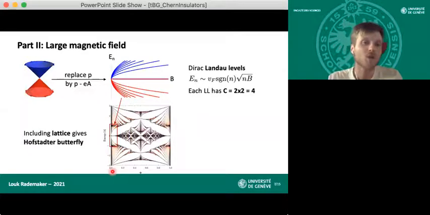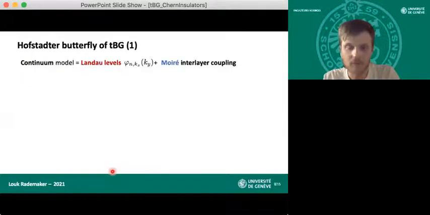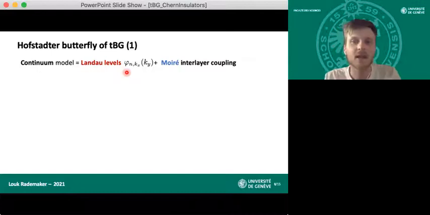So the question is, what do you expect for the flat bands of TBG? To compute those, we use the continuum model approach. And the idea is we start with the Landau levels of the Dirac cones that you got from each layer. It gives us a basis state of orbitals with index, the Landau level index, the momentum in one direction, and of course the layer, spin and valley index, which I didn't write here.